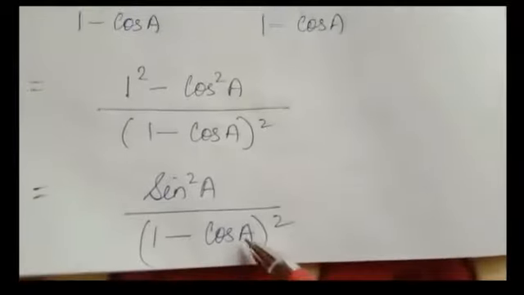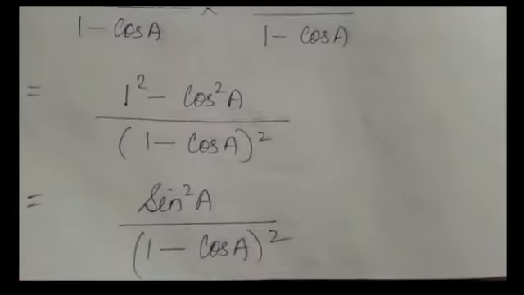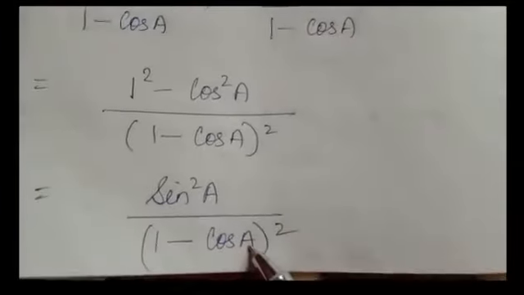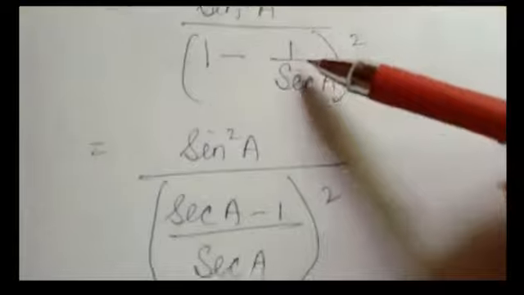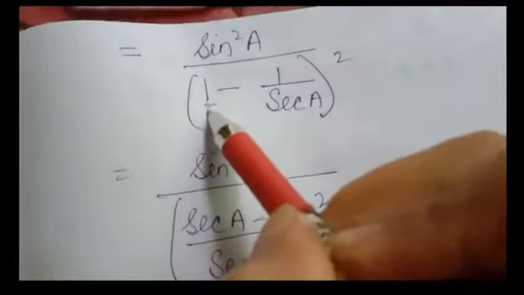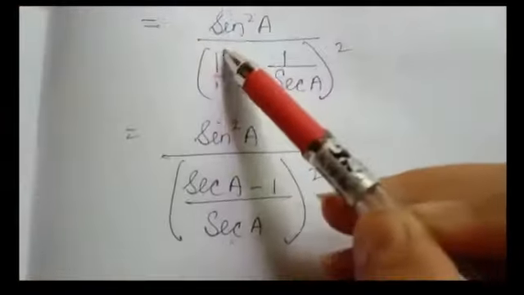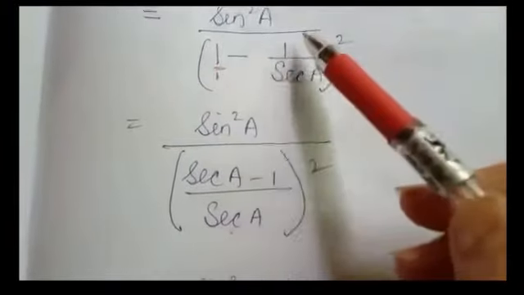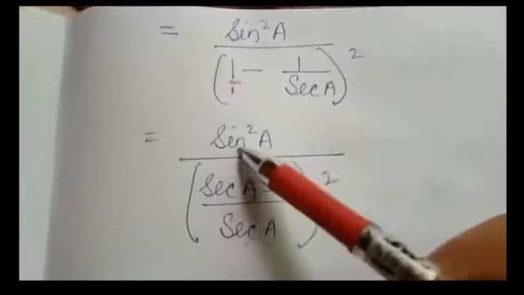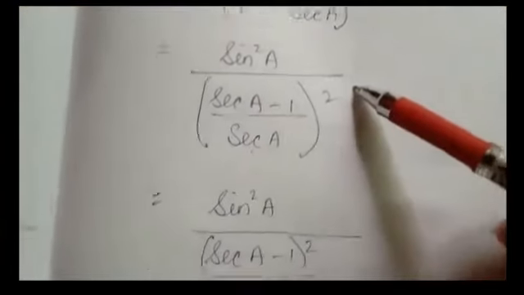So we know sec is the reciprocal of cos. Cos and sec are reciprocal. So in place of cos we can write 1 by sec. Then here we will find the LCM. Add 1, then find the LCM of 1 and sec A. It is sec A. So here you have to multiply by sec A, and here you have to multiply by 1. So sin square A divided by (sec A minus 1 divided by sec A) whole square.